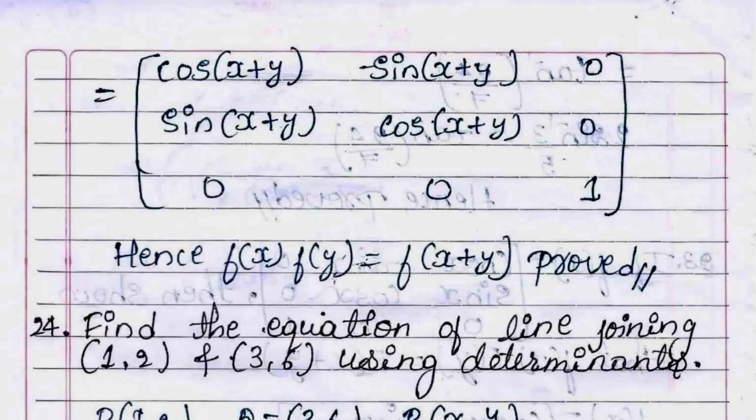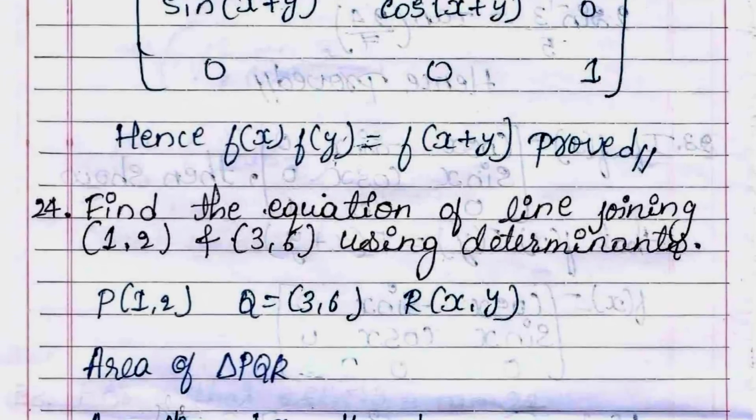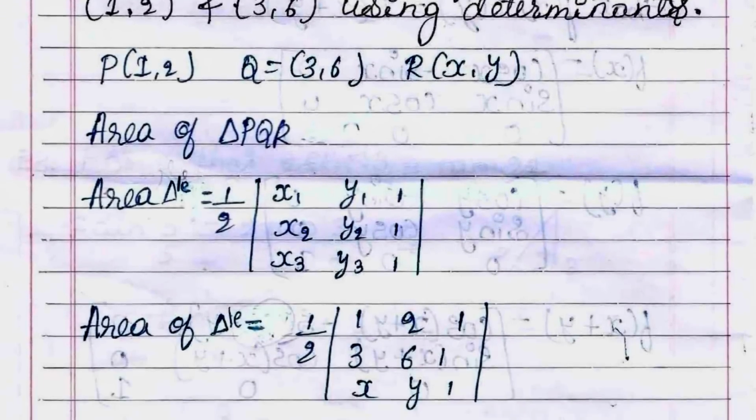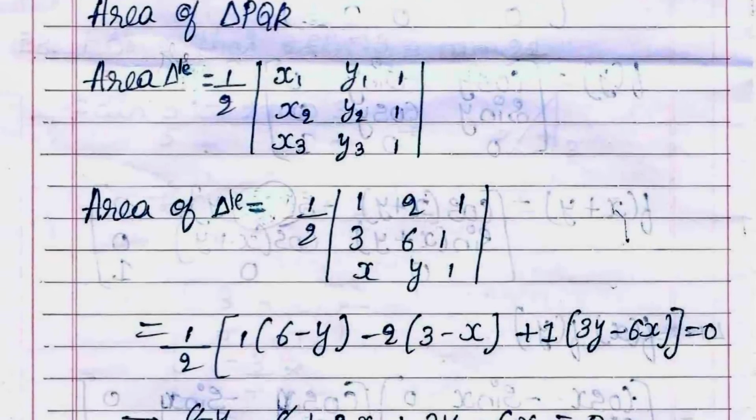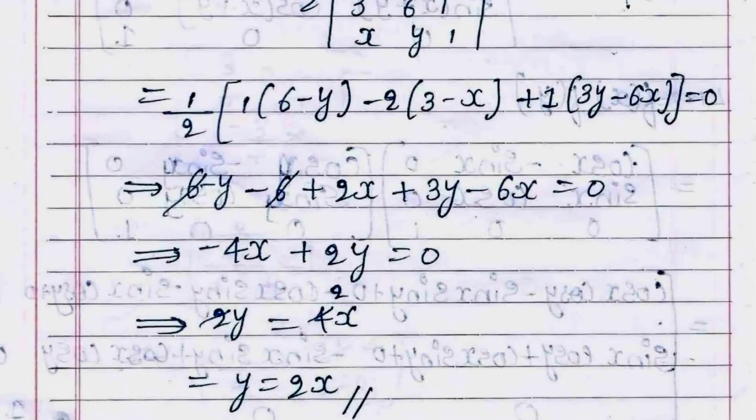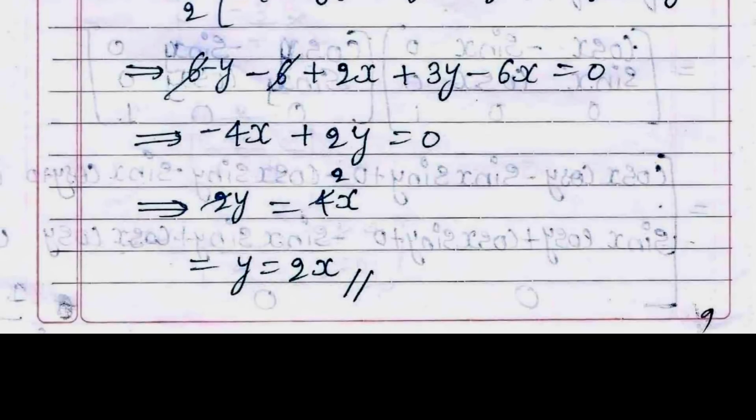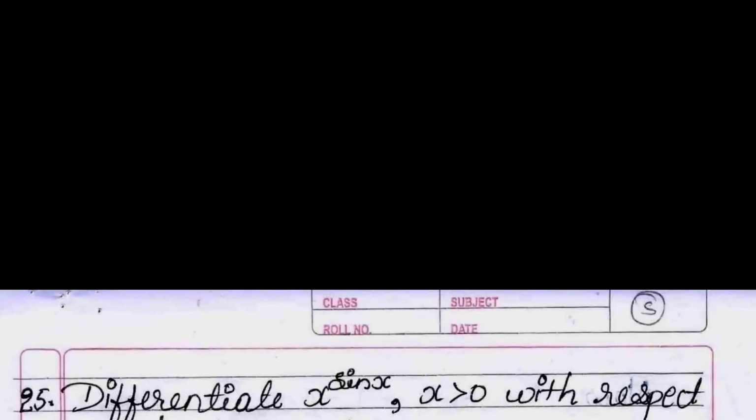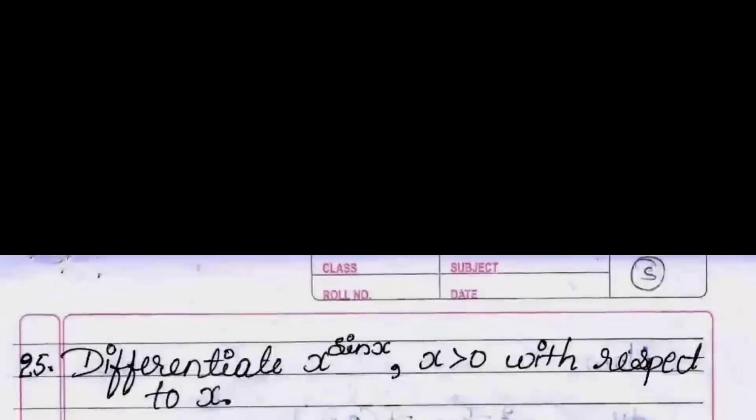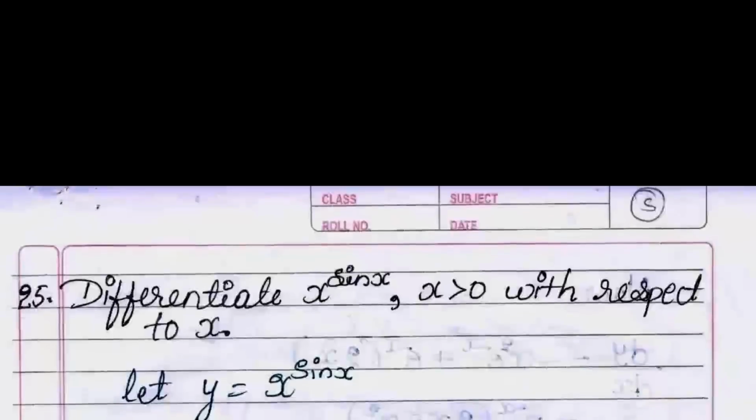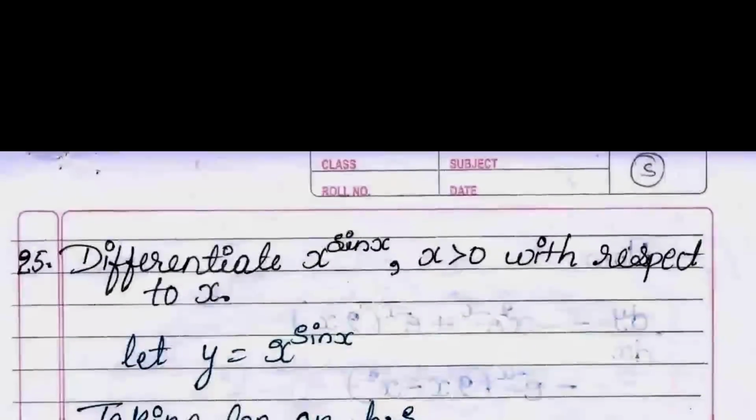Find the equation of the line joining (1, 2) and (3, 6) using determinants, and the answer is below. Differentiate x to the power sin x, x greater than 0, with respect to x, and the answer is below.